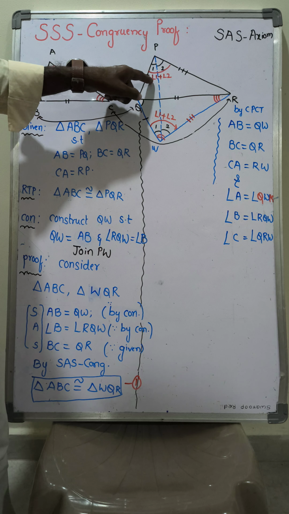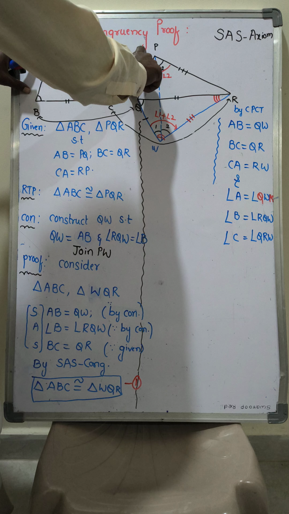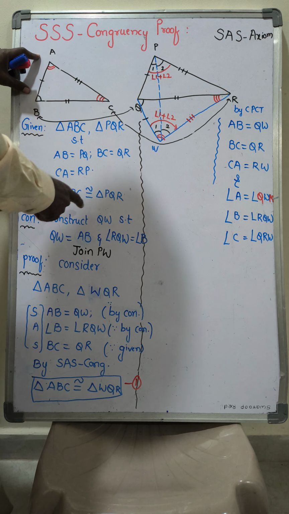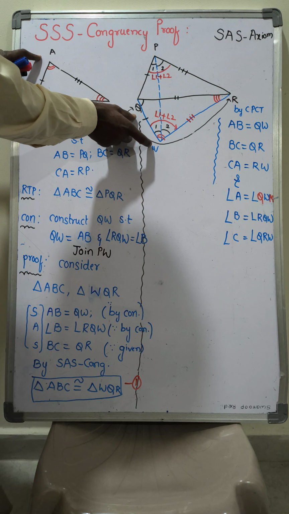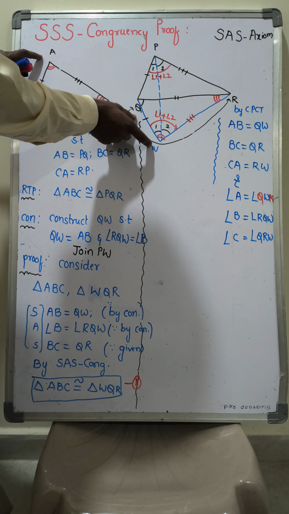Now we already know that QW is equal to PQ. Why? Because AB is equal to PQ. This is given in the question. And after that, we are constructing AB equal to QW. So if AB is equal to PQ, and QW is equal to AB, then QW is also equal to PQ. That's a very obvious thing. So this side and this side are equal.